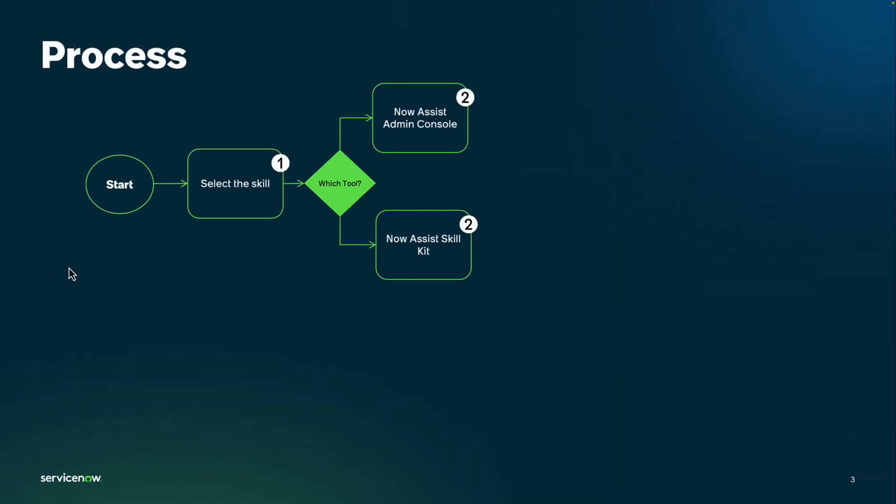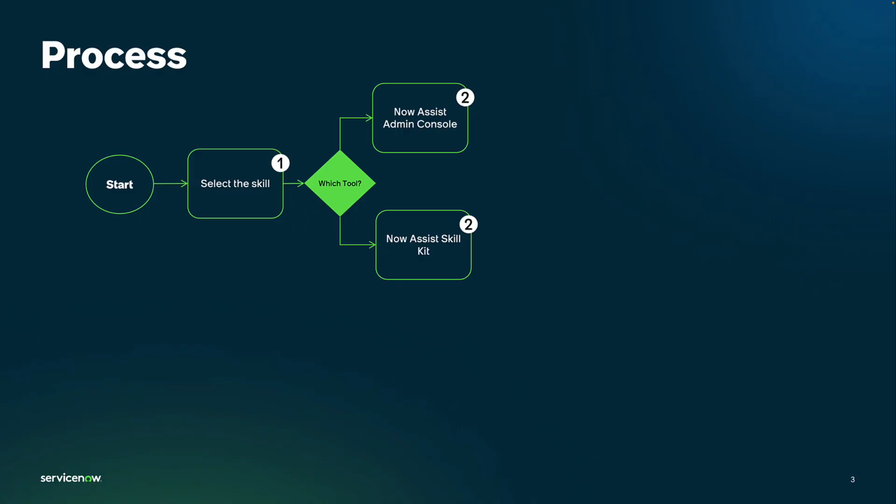We start the process with selecting and thinking about that valuable skill that we have out of the box. Then we have to select which tool we want to utilize. Is it going to be Now Assist Admin Console or Now Assist Skill Kit? In order to decide that, you could also see what allows you to clone it and what's the best approach if it already exists with other tailoring customizations you've done.